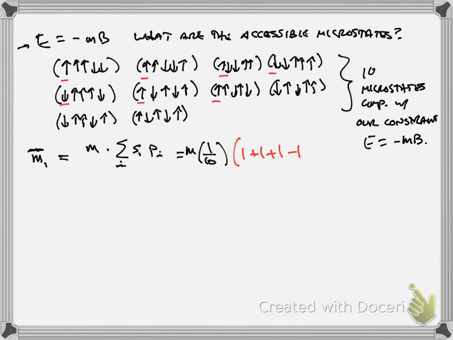-1 +1 +1 -1. -1 +1 +1 -1. -1. -1 +1. -1 +1. And if I carefully add all of those together, what's my final result? I find we have 1, 2, 3, -1, -1, +1, +1, +1. So this whole thing ends up giving me 2, which means the average value of spin 1, the magnetic moment of the first spin, ends up equaling m/5.